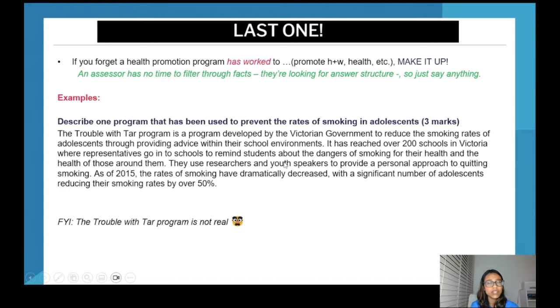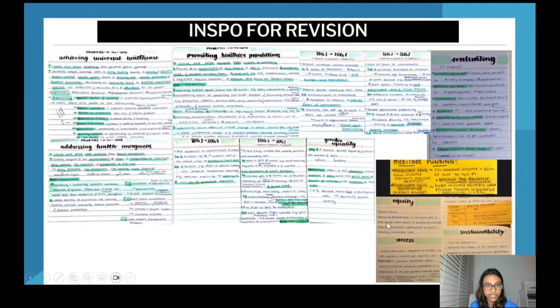They're not going to fact check every initiative. Please don't do that, it's harder to make something up. That's only if you forget. It's really hard to do that. So make sure you have your initiatives, and you know how to link them to everything you need to link them to.